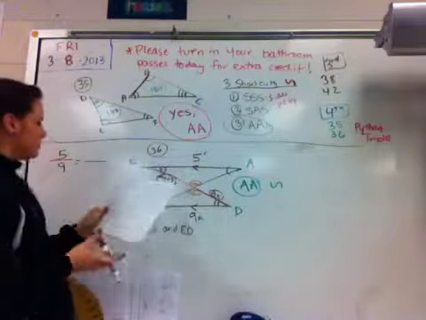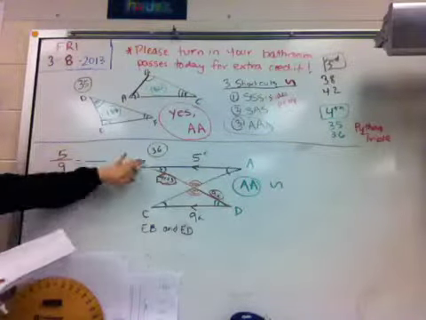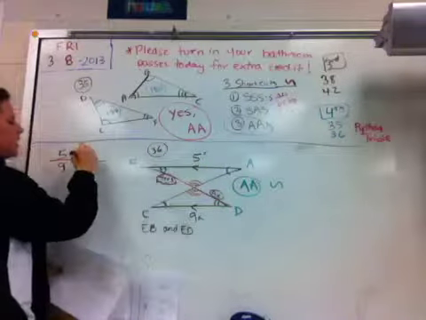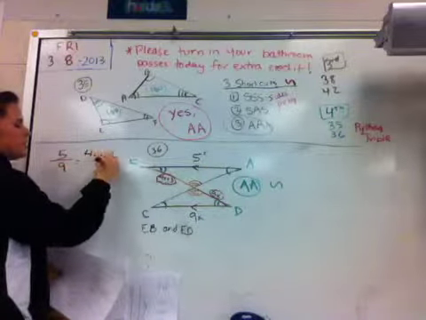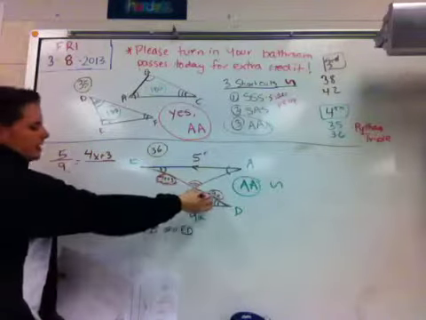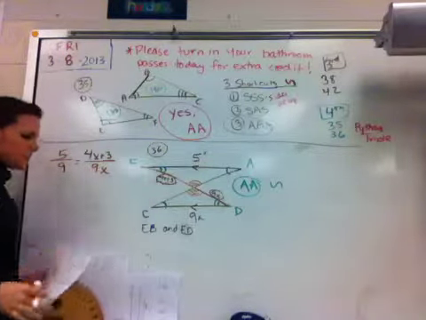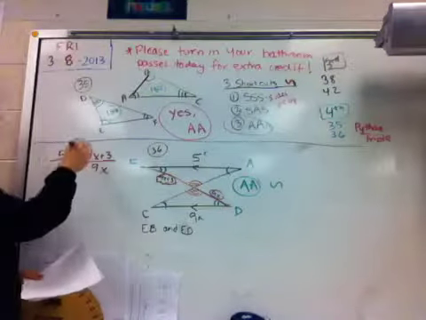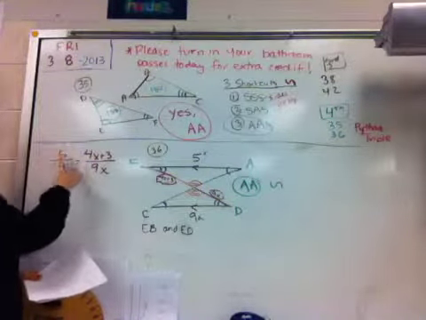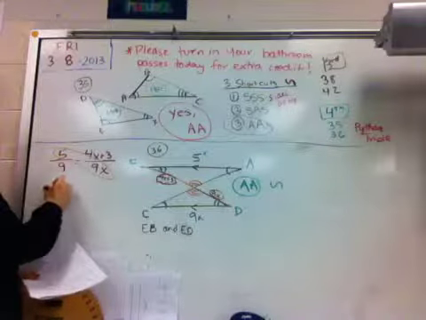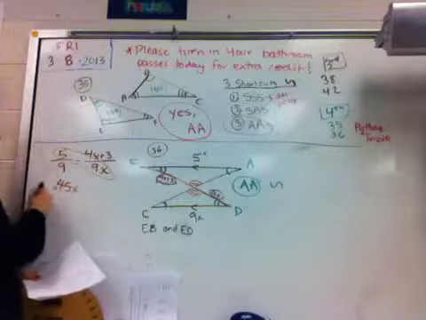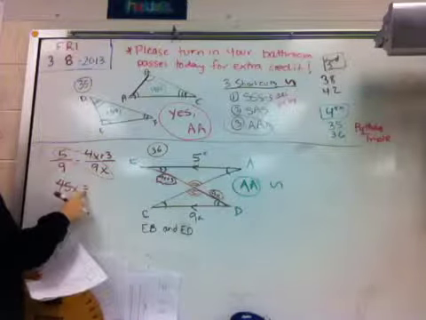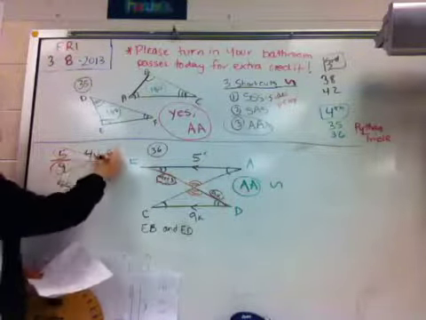Okay, well, if we start with 5 on top for our first one, 9 on bottom, we've got to come back to the top triangle and put 4x plus 3 on top. And then 9x on the bottom triangle is going to go on the bottom. Okay, I will go ahead and finish this out, so let's solve it together. 5 times 9x is 45x. Proportions, set one cross product equal to the other cross product.